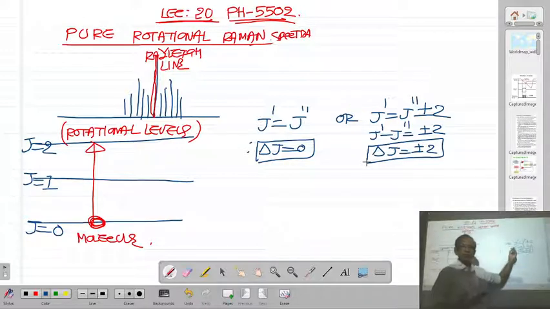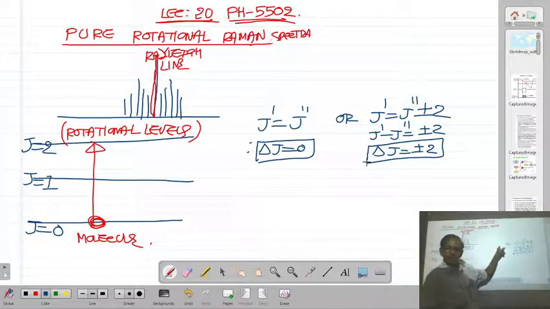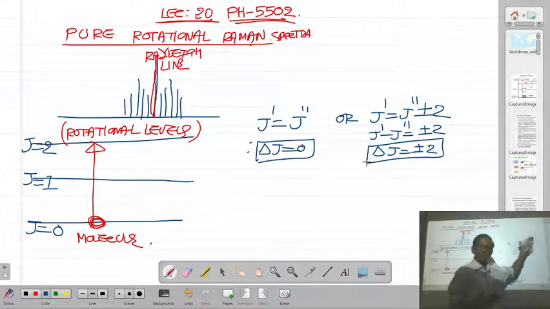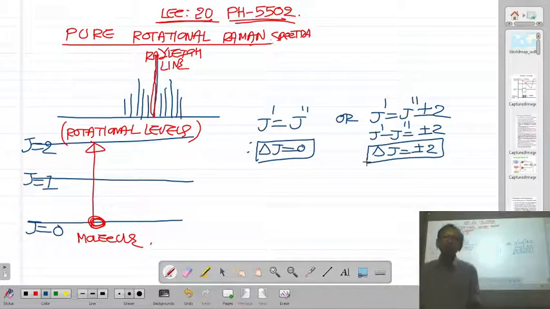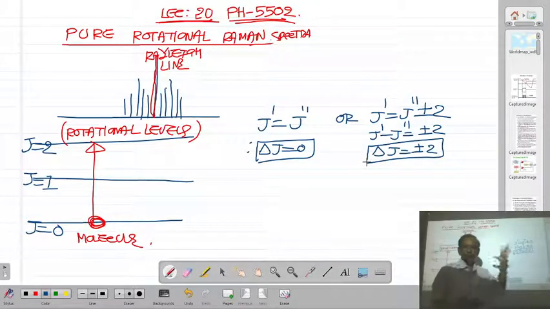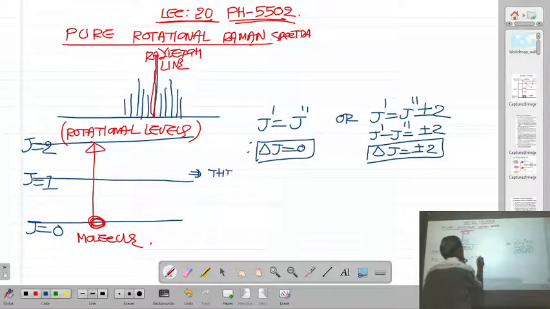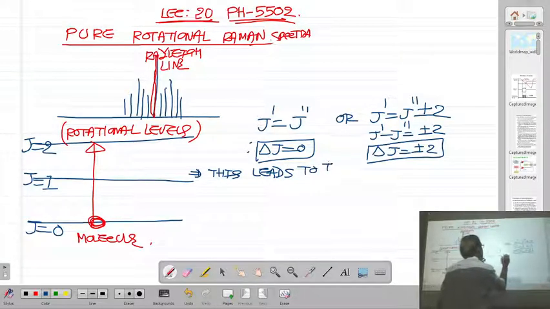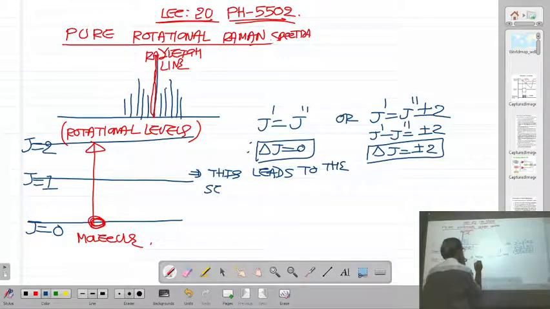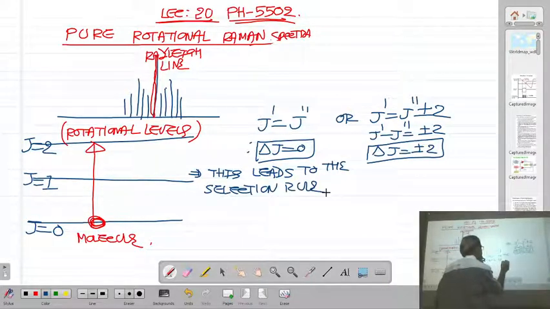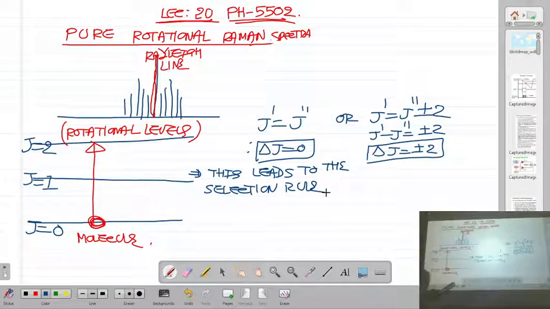For these values, J dash equal to J double dash and J double dash plus or minus 2, the matrix element of the dipole moment is non-zero. Therefore, these transitions are possible. So I write here: this leads to the selection rule.